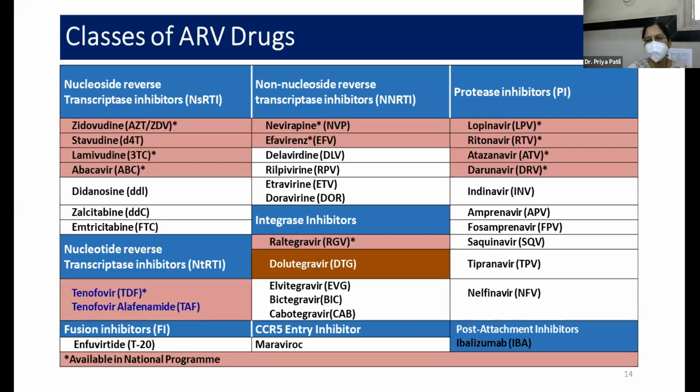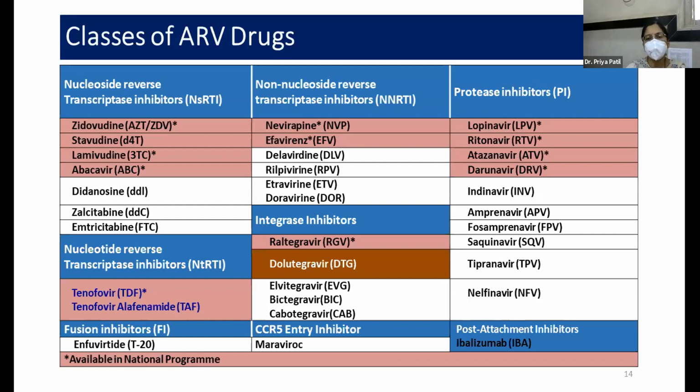Coming to the mechanism of action of DTG. All of you know the different classes of ARV drugs: the nucleoside reverse transcriptase inhibitors like zidovudine, stavudine, lamivudine, abacavir. We have non-nucleoside RTIs like nevirapine and efavirenz. Protease inhibitors in the program are lopinavir, ritonavir, atazanavir, darunavir. And then you have nucleotide reverse transcriptase inhibitors like tenofovir and tenofovir alafenamide.